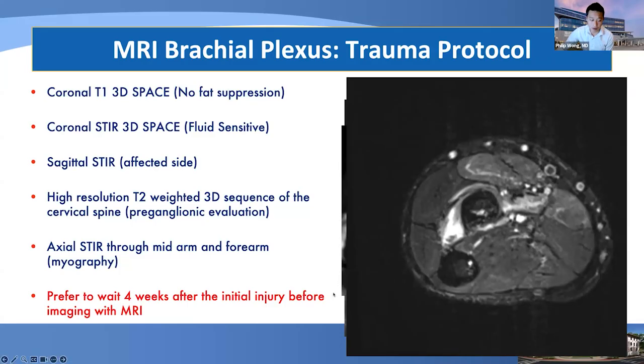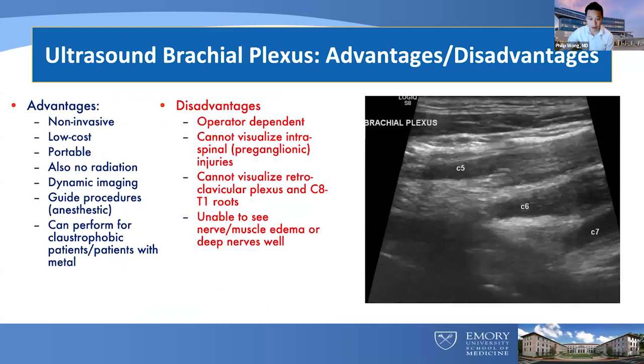And it's really important that we wait around 4 weeks after the initial injury before imaging with MRI. I'll go into a little more detail later. We get a lot of calls from neurosurgery to expedite this brachial plexus scan after a trauma, and we always have to tell them that it's going to have to wait about 4 weeks. There are reasons for that that I'll go into.